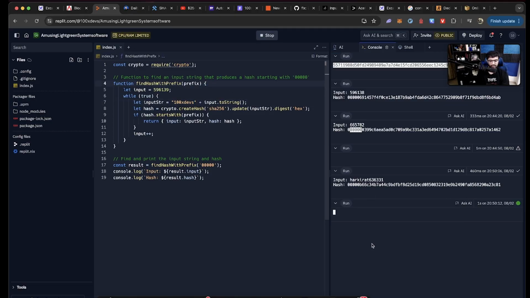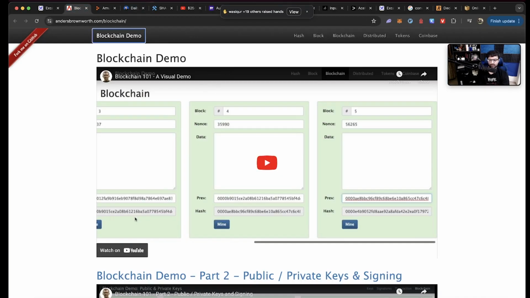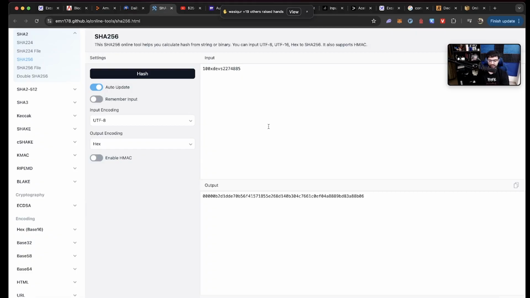It tells me if your input is, that's taking a long time. There you go. If your input is 100x devs 227448885, the output will start with a few zeros. If I go to the Bitcoin Explorer that we had and paste this, it indeed is true. I was able to find a string that starts with 100x devs followed by some nonce, some random number, such that the output is this.